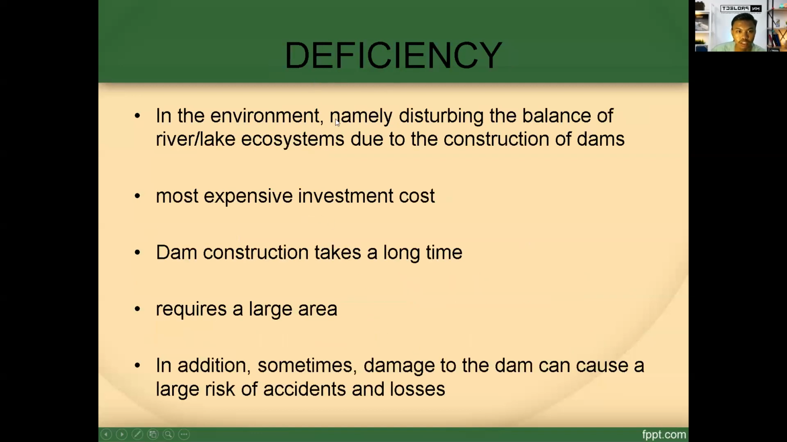And the disadvantages. One is in the environment, namely disturbing the balance of the river or lake ecosystem due to the construction of the dam. Two, most expensive investment cost. Three, dam construction takes a long time. Four, requires a large area. And last, damage to the dam can sometimes cause a large risk of accident and loss.